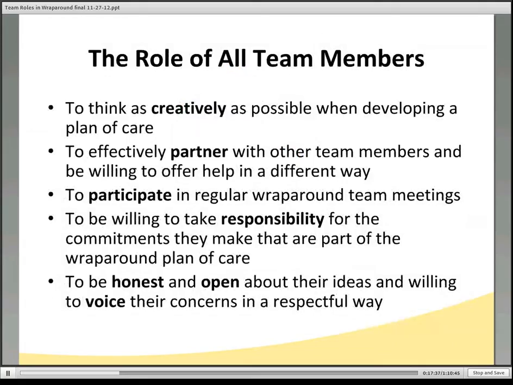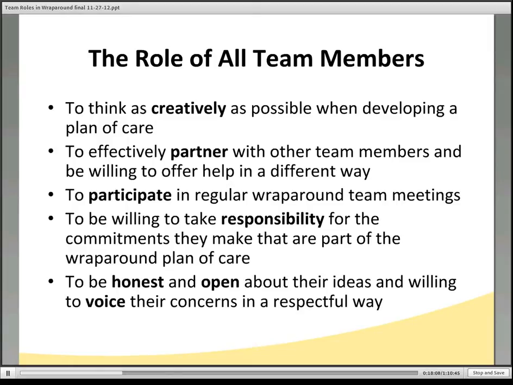So the role of all team members is really to be able to think as creatively as possible when developing a plan of care. When Kim and I are traveling around the country and doing this training, and we start working on brainstorming ideas, we realize that participants in our trainings often have trouble getting past this piece of being able to kind of let go and be creative.